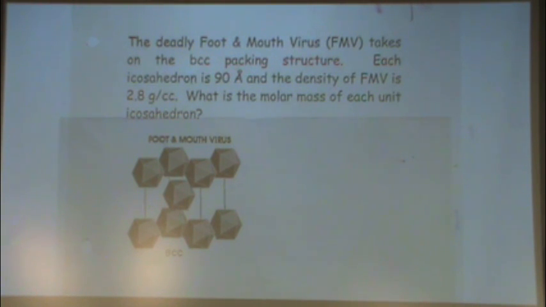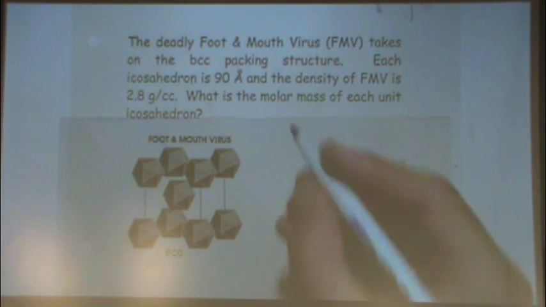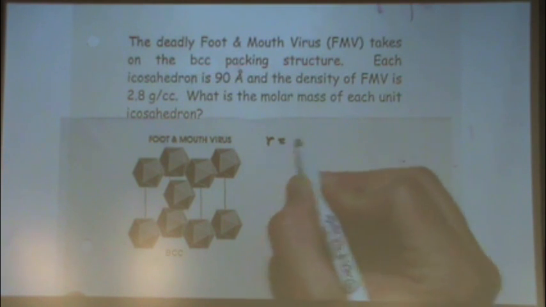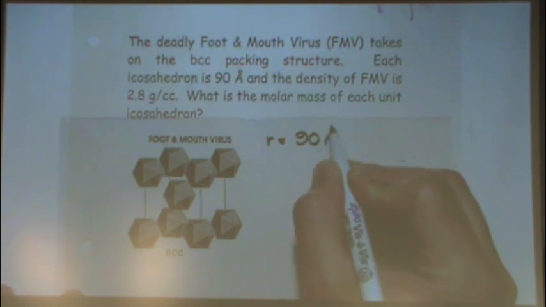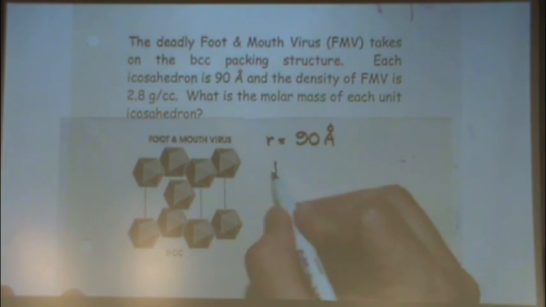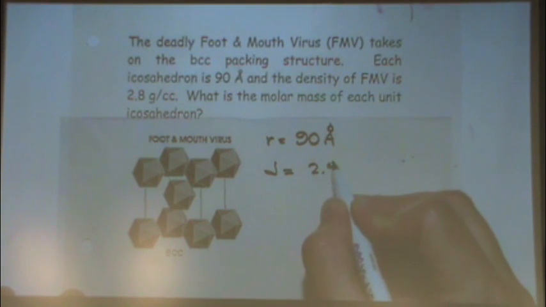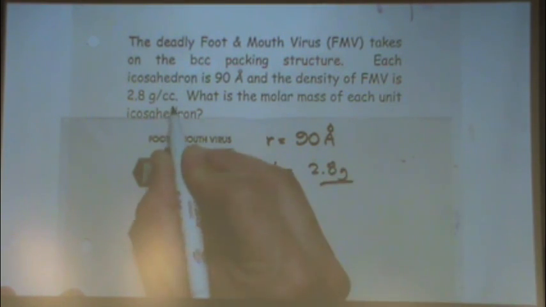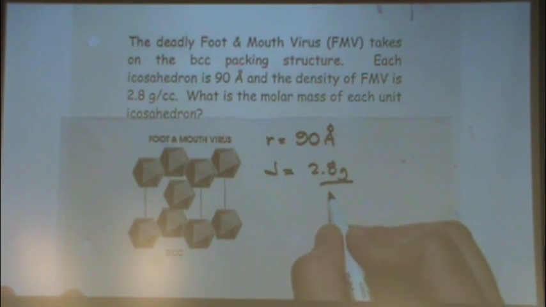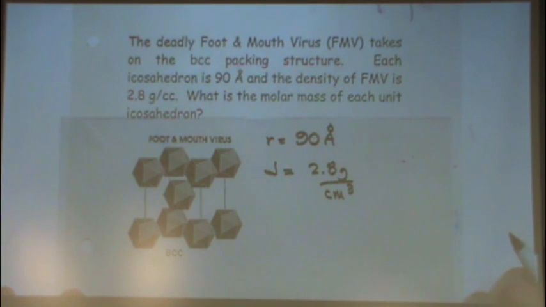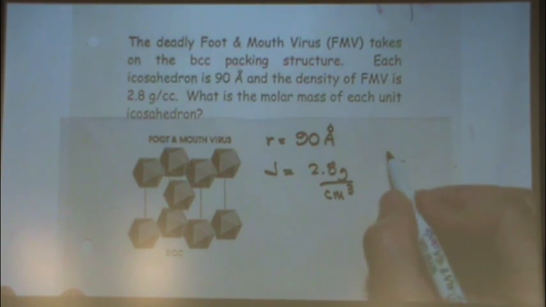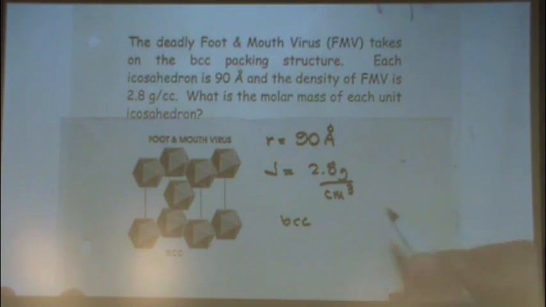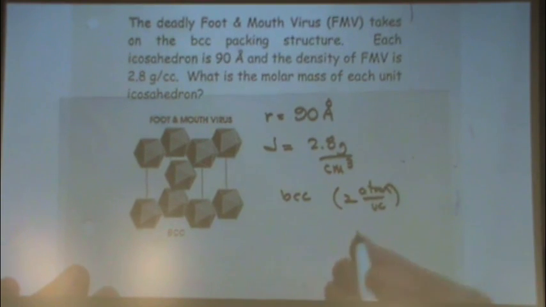All right, so let's try this. The radius of this virus is 90 angstroms. I even know the density, that's 2.8 grams per cc. What's cc mean? Cubic centimeter. And I know this is BCC. So how many atoms per unit cell? 2. Yeah, this is going to be 2 atoms per unit cell.